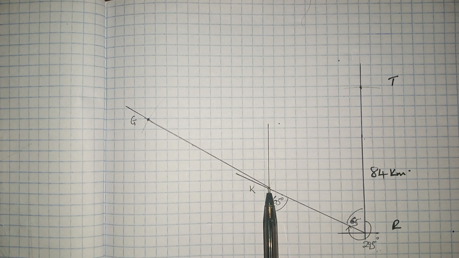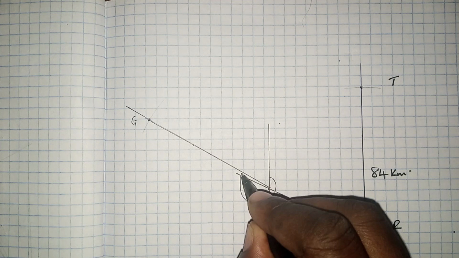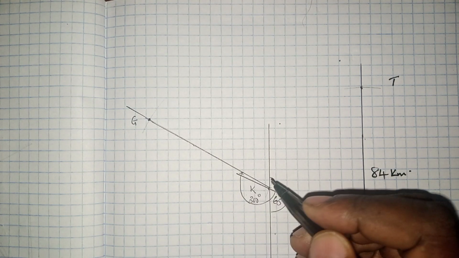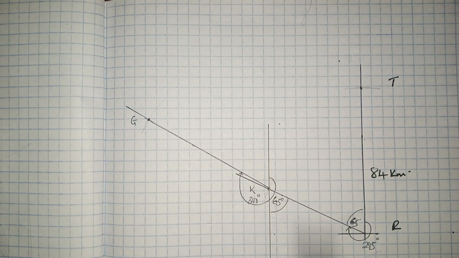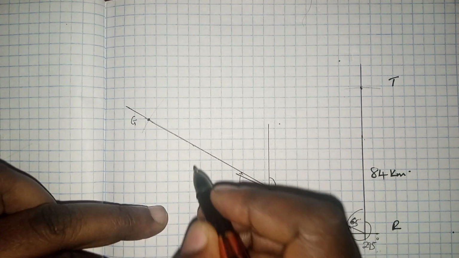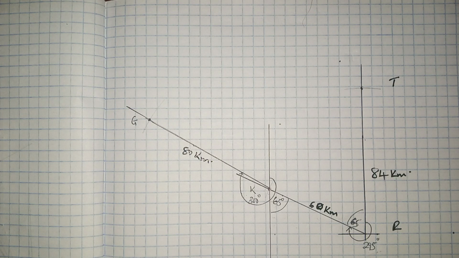G is on a bearing of 300 degrees from K. From K, 300 degrees up to that line, and a distance of 80 kilometers, so 8 centimeters. That's where we are using a scale. So let us beef up. This is 60 kilometers. This is 80 kilometers. Let us now go to questions.